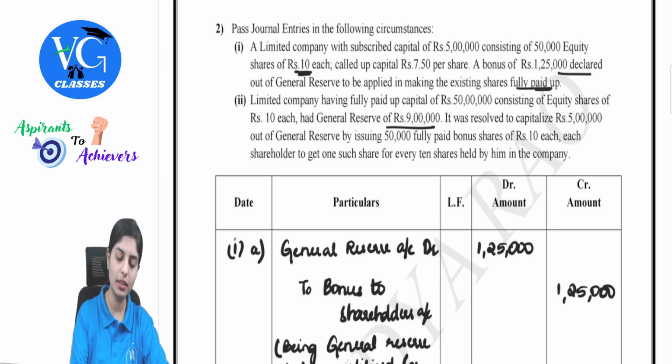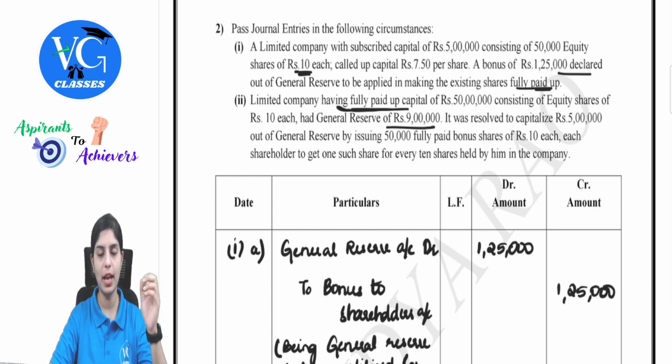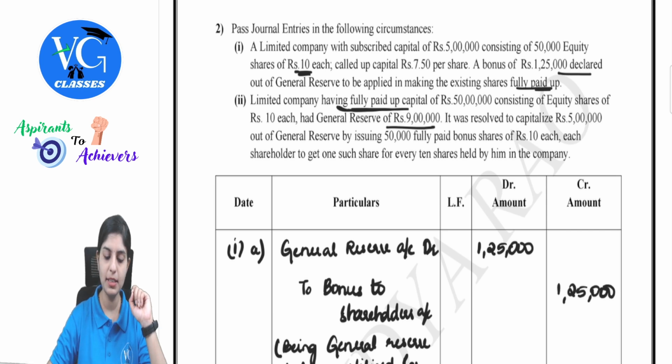See here, the requirement itself is telling us the company has fully paid up capital, so nothing is partly paid up. So it is a direct issue of bonus shares. The company has decided to issue 5 lakh worth as bonus shares, that is by issuing 50,000 bonus shares. So what is the proportion given? Each shareholder gets 1 share for every 10 shares held. That means if they are holding 50,000 shares, each shareholder will get 5,000 shares.